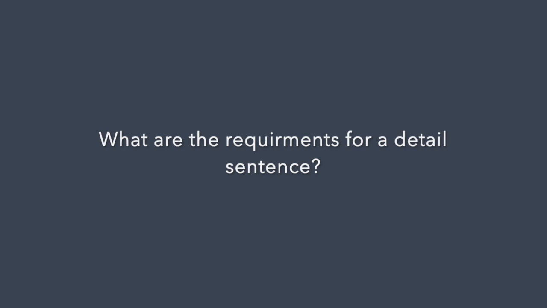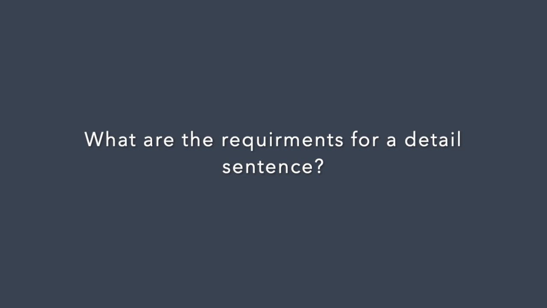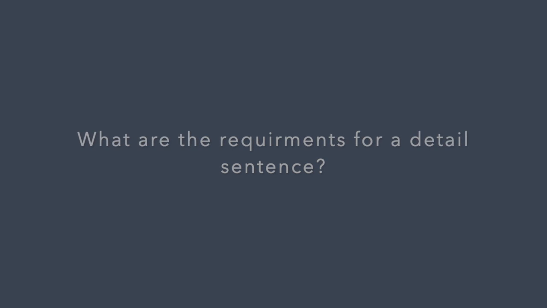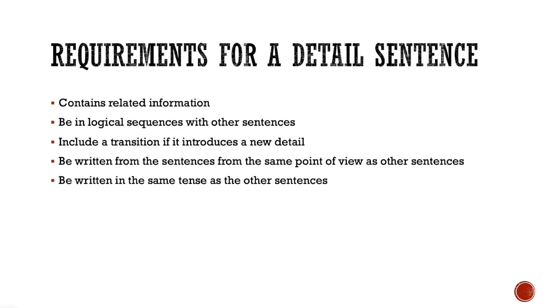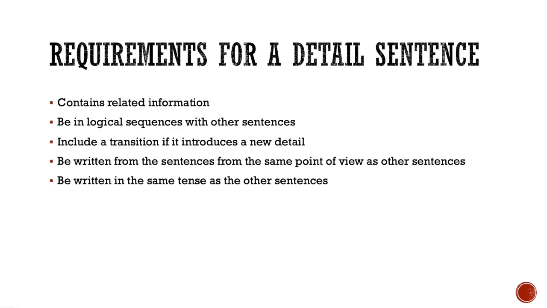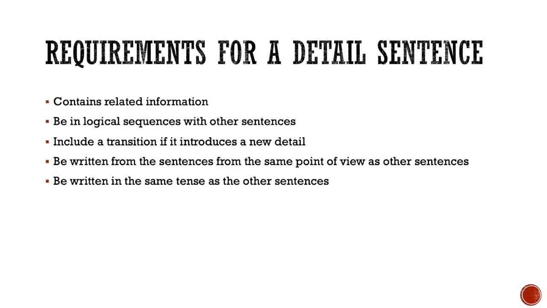Once you have that done, I want you to think about all the requirements for a detailed sentence. Pause it, write them down. So everything we've learned today, the requirements for a detailed sentence are: it will contain related information, be in logical sequence with your other sentences.